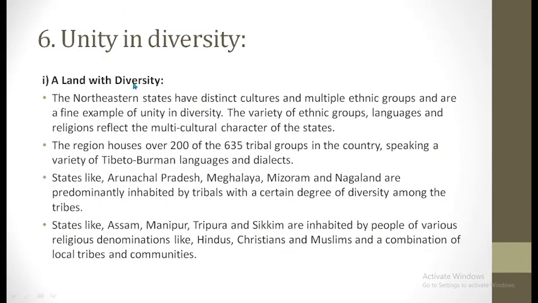Now, unity in diversity. The northeastern states are an example of unity in diversity in the true sense. In other words, it is a land of diversity. The northeastern states have distinct cultures and multiple ethnic groups. The region houses over 200 of the 635 tribal groups in the country. Out of about 635 tribal groups, 200 are found in the Northeast.